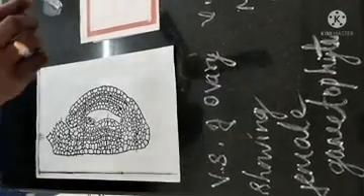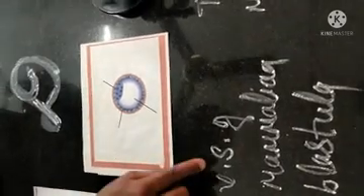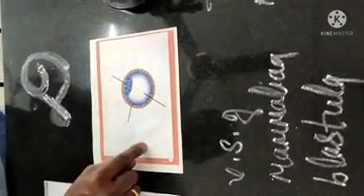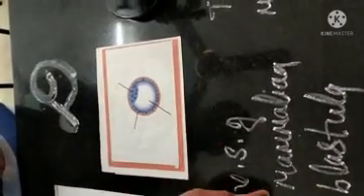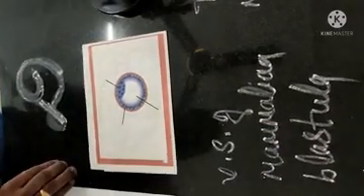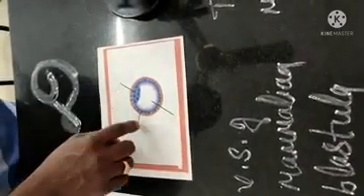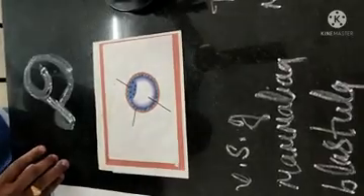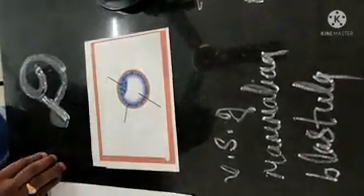You have to write any two characters. Then this is the other photograph. The given photograph D is identified as VS of mammalian blastula. Blastula is a single layered structure, and there is a presence of blastocoel.